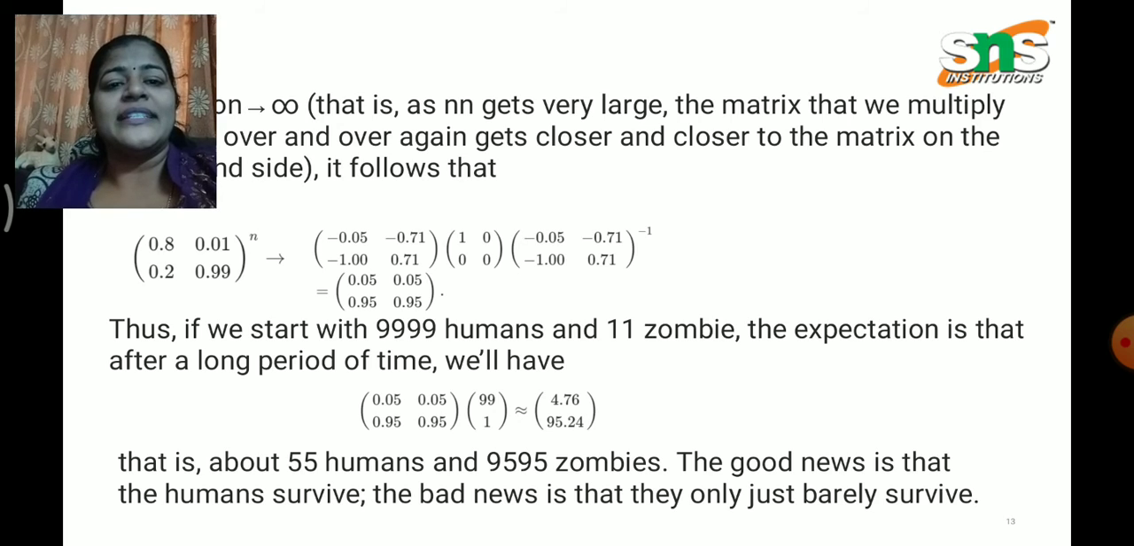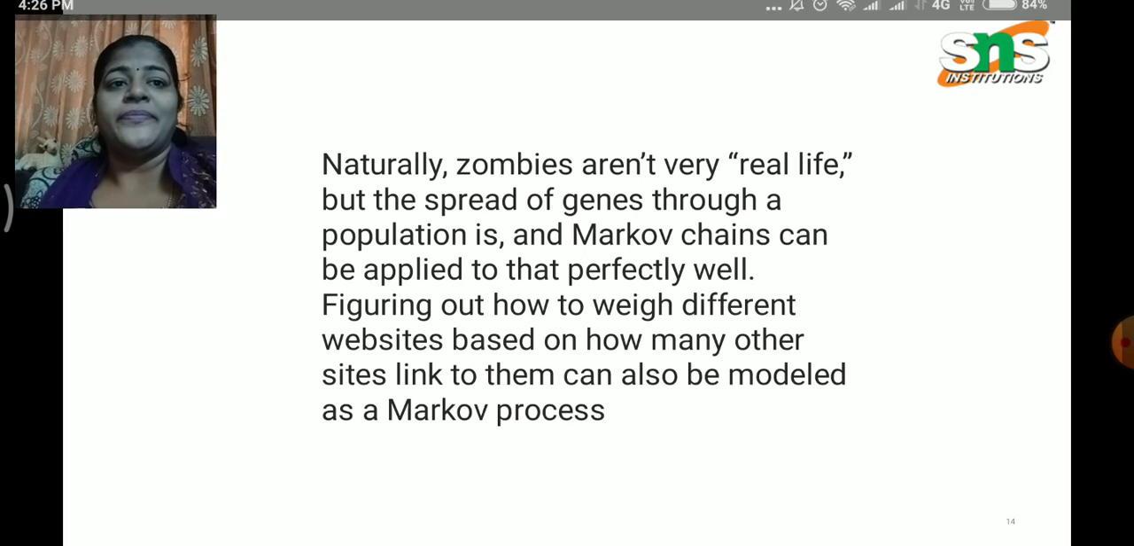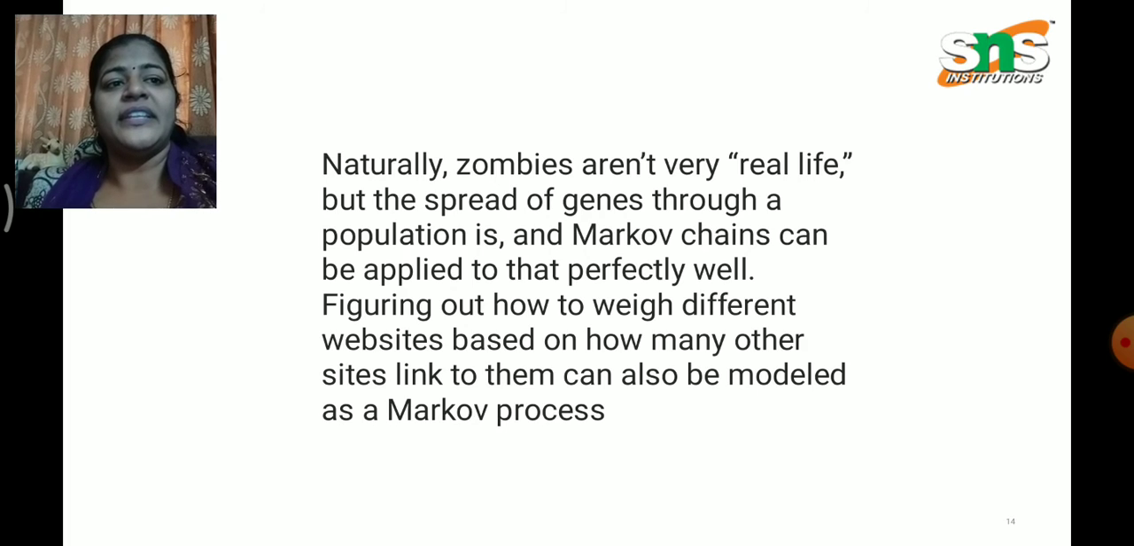The good news is that the humans survive. The bad news is that they only just barely survive. Naturally, zombies aren't very real life, but the spread of genes through a population can be modeled with Markov chains perfectly well. Figuring out how to weigh different websites based on how many other sites link to them can also be modeled as a Markov process.